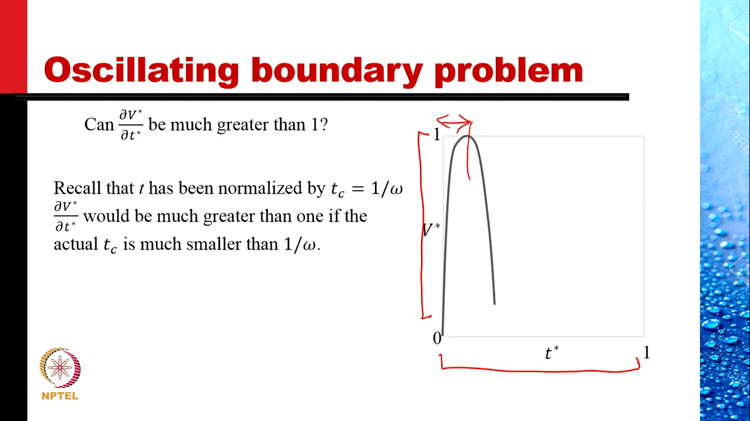Can the fluid velocity inside, or can the fluid velocity between the two plates oscillate faster than the fluid velocity at the bottom plate, which is forcing the flow? That does not appear to be physically possible. It's not physically reasonable.